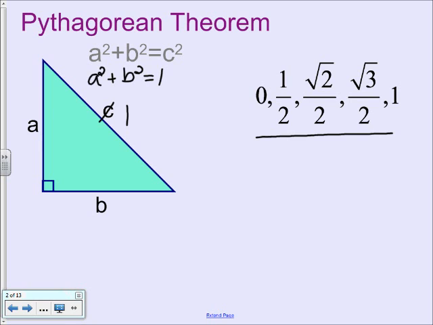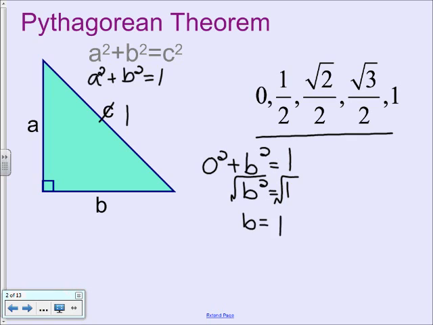So first let's start with 0. If we plug 0 in for a, we get 0 squared plus b squared is equal to 1. Now 0 squared is just 0, so we get b squared is equal to 1, which if we take the square root of both sides, we get that b is equal to 1. So we know that wherever we see a 0, its partner in crime is going to be a 1. So there's always going to be a 1 where there's a 0.